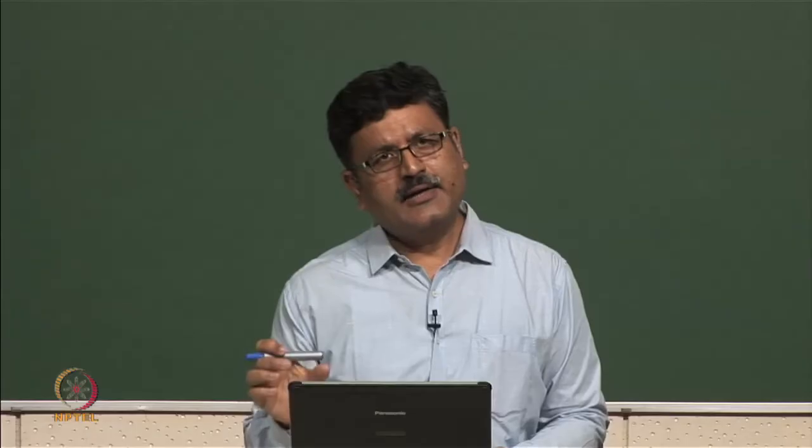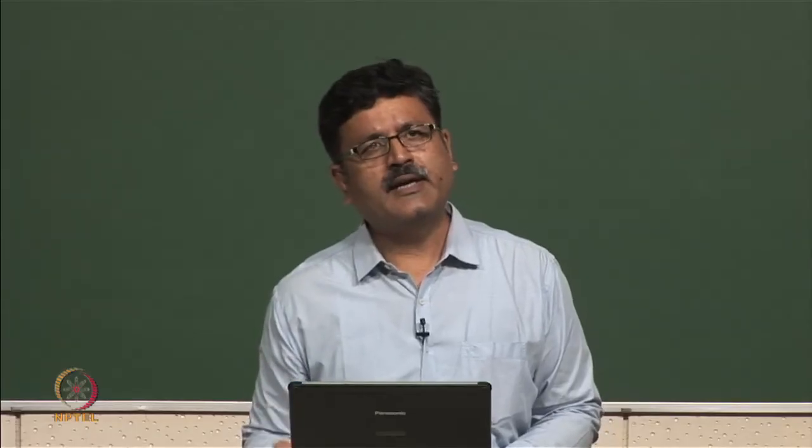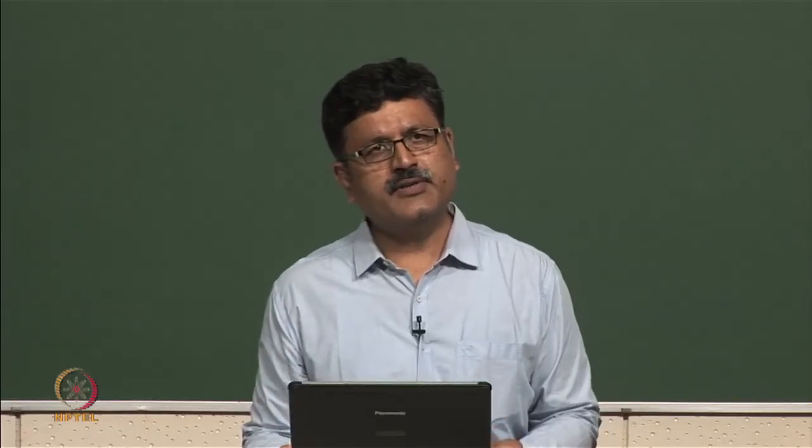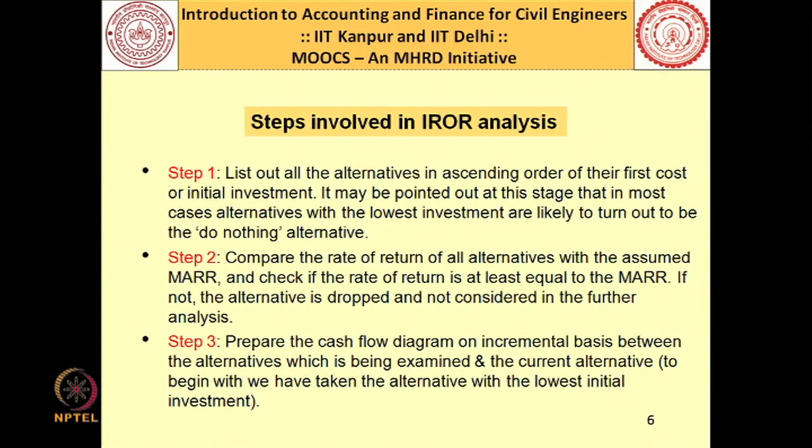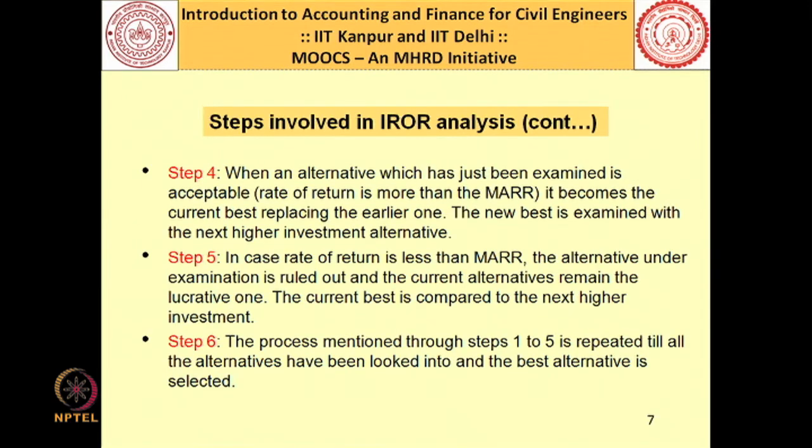So, I do such analysis in a pairwise manner. I take the least investment option, compare it with the next higher investment option, and select out of the two whichever is the best one, whichever is giving me a return in excess of the minimum attractive rate of return. This process continues till I get one final answer. Whatever steps I told you just now will be more clear if we take one small example.